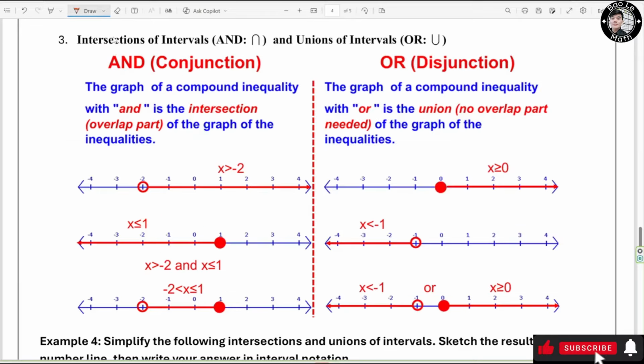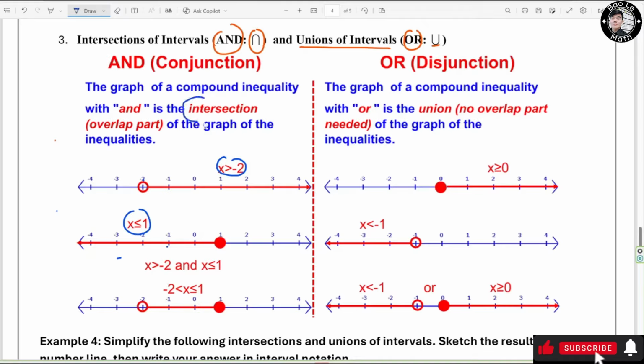Now next one, we're going to talk about the intersections of intervals. If you see "and", you're going to use this symbol right here. Union of intervals, if you see "or", you're going to use this one. Now suppose we have s greater than negative 2. We're going to draw this one on the number line. S less than or equal to 1, we draw this one on the number line, right?